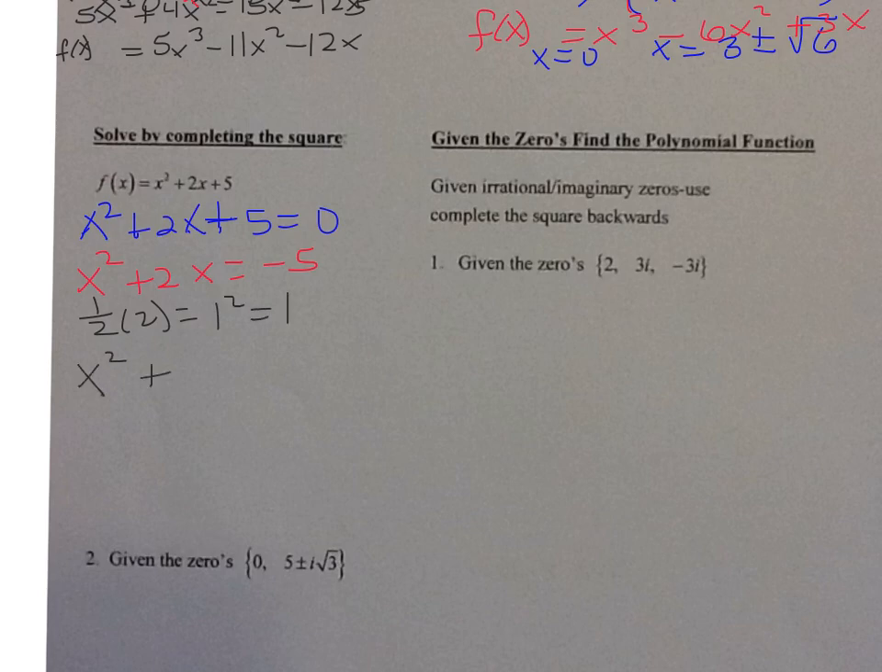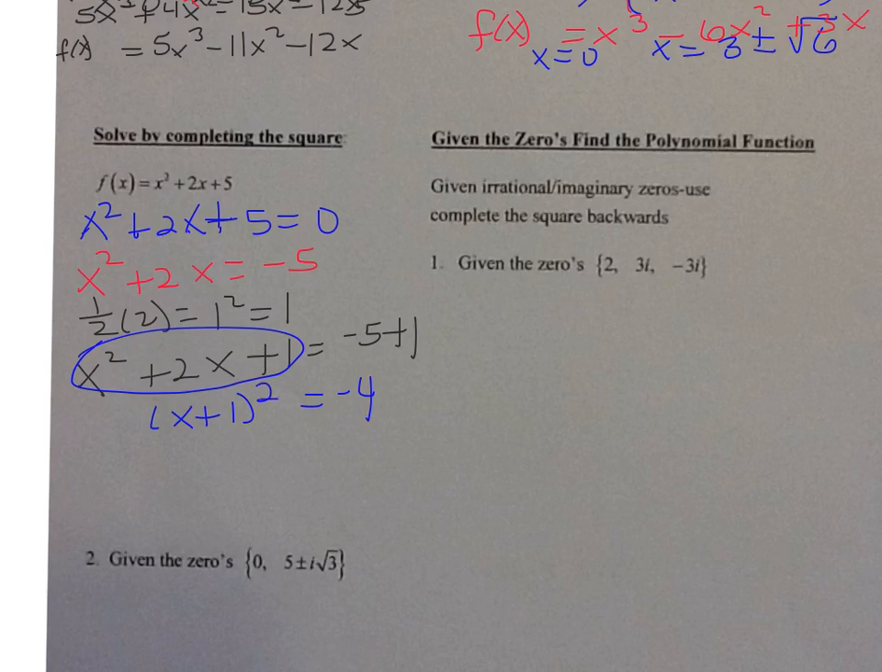So I get x squared plus 2x plus 1 is equal to negative 5 plus 1. Negative 5 plus 1 is negative 4. And then when I factor this, I get (x plus 1) squared. So it's (x plus 1) squared is equal to negative 4.